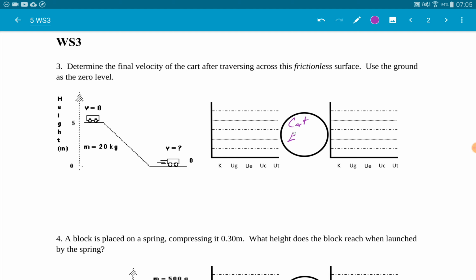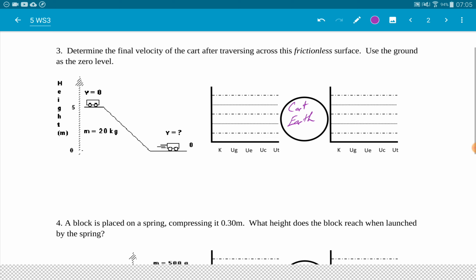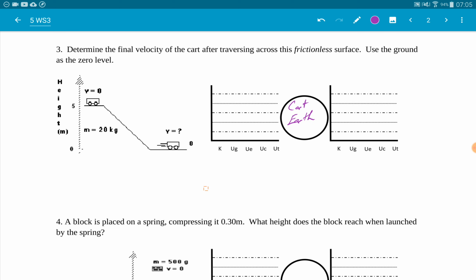And if I want to use gravitational potential energy, I got to put the Earth in my system, the two things that are pulling each other. The Earth pulls the cart, the cart pulls the Earth. Okay, and anytime you have some potential energy, you got to have those two things that make that potential energy in your system.